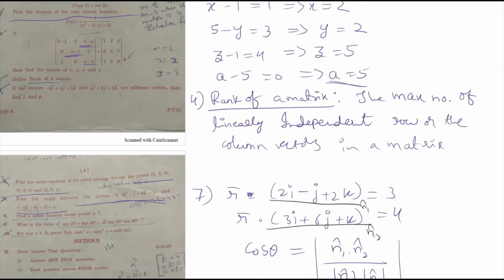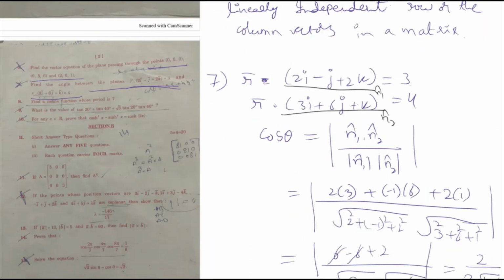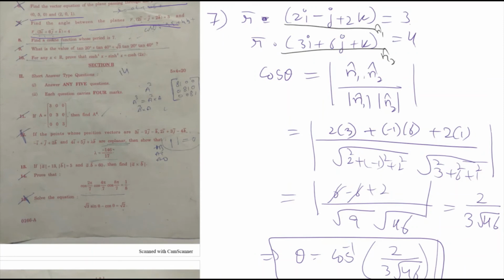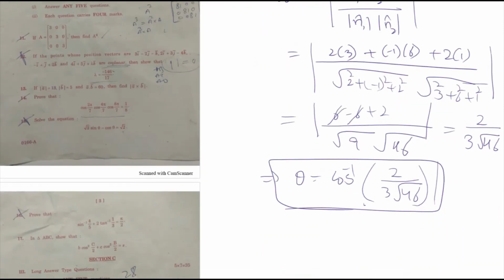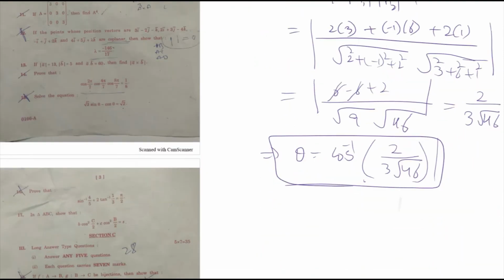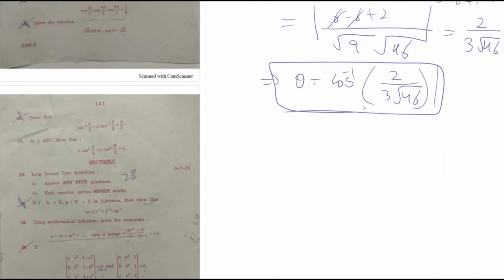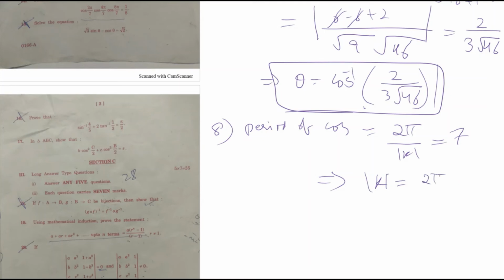Next is the 8th question. Find a cosine function whose period is 7. So we need to find the cosine function whose period is 7. The period of cosine function is 2 pi by mod k. This is given as 7. That implies mod k equals 2 pi by 7 and k equals plus or minus 2 pi by 7.